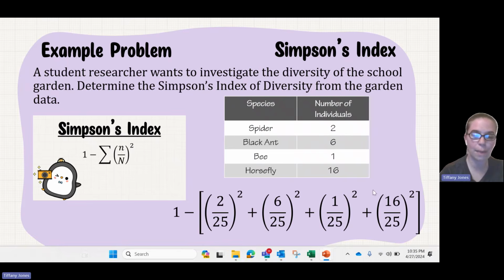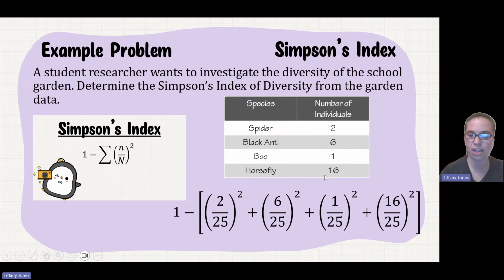So we're going to do our 1 minus, okay, and then we'll have each of the individual ones. So here's our spider, black ant, bee, and then our horsefly. The denominator is going to be the total number. So 6 plus 2 gives me 8, plus 1 gives me 9, plus 16 gives me 25. So the denominator for each of these is going to be 25. And the numerator is the number that I have. So here's my spiders. There's 2. There's my black ant, which is 6, my bee, which is 1, and then my horsefly, that is 16.